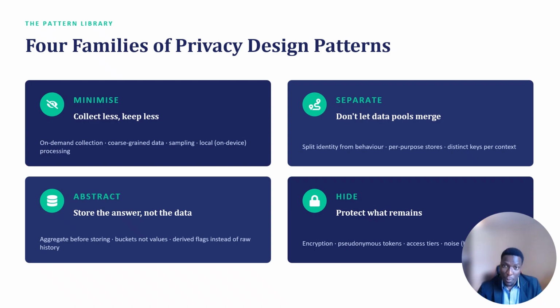Hide. Protect what remains. You can use encryption, pseudonymization tokens, access tags, and adding statistical noise, which we are going to discuss in Module 7, Differential Privacy. Design reviews become quicker when you ask, family by family, did we minimize, abstract, or hide?